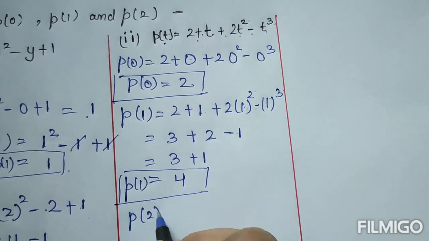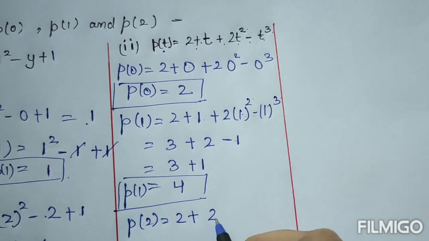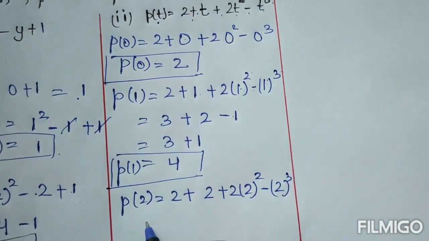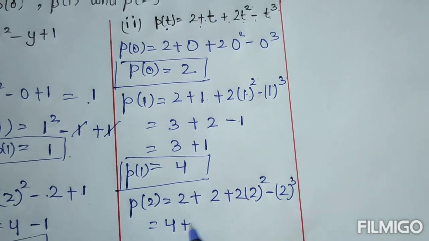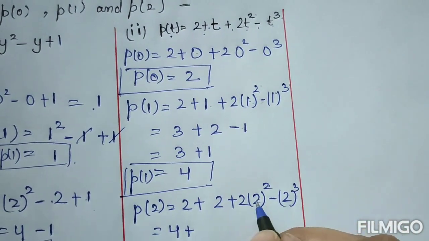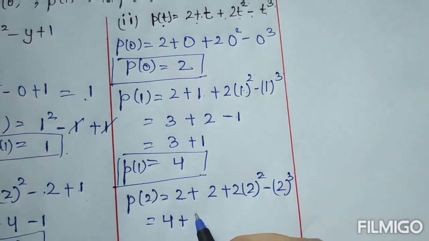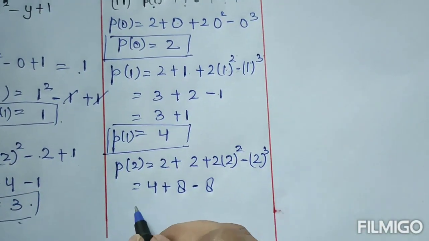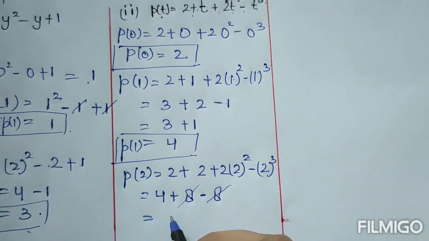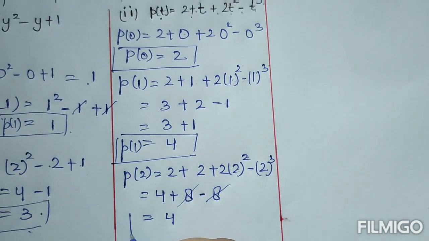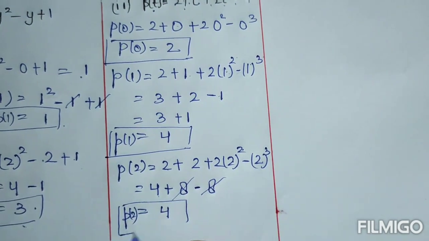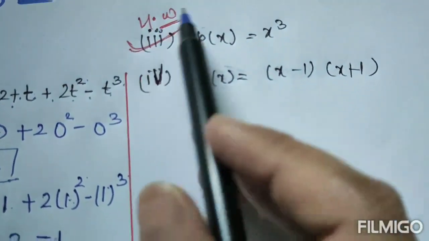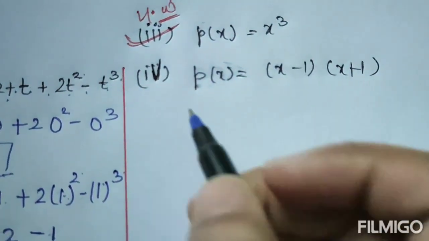Now t equal to 2. 2 plus 2 plus 2 times 2 square minus 2 cube. Again 2 plus 2 is 4, plus 2 times square of 2, which is 4. 4 multiplied by 2 will be 8, minus cube of 2, which is 8. Now look, plus 8 minus 8 cancel out and it will be left with 4. That means p of 2 is 4. Now the third part you are going to try and solve yourself.